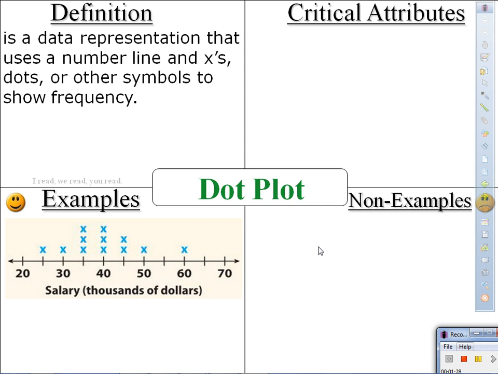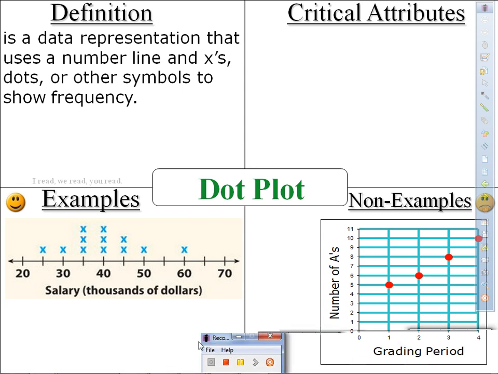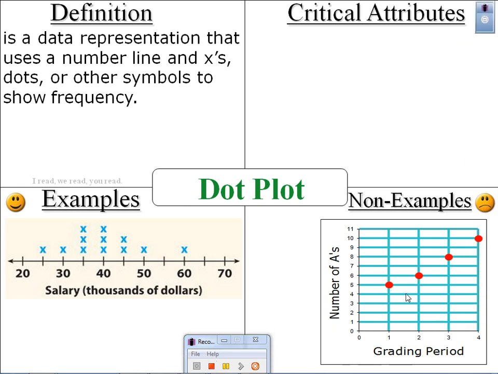Does that make sense? Yes, Mr. Q. All right, let me show you a non-example. Non-example. Copy this. No, this one. It's a graph for the domain. We have 0, 1, 2, 3, and 4. And it's labeled grading period. For the range, it's 0, 1, 2, 3, 4, 5, 6, 7, 8, 9, 10, 11. And it's labeled number of A's. And it's got 4 points on the graph. This is a non-example. Copy that.